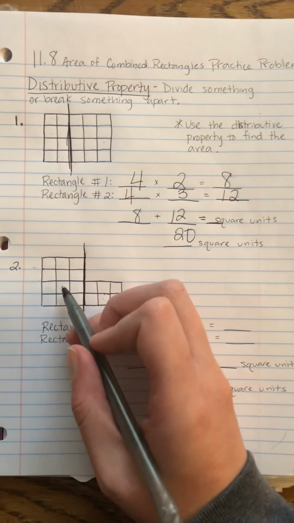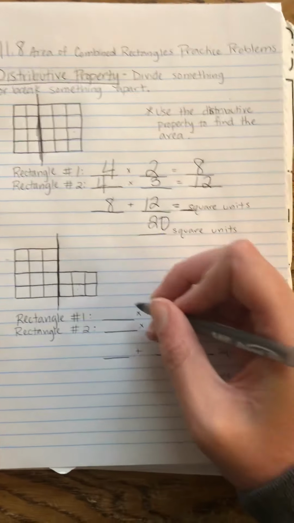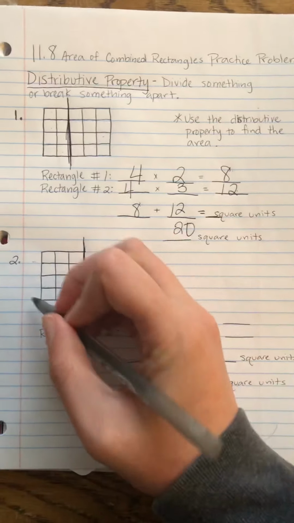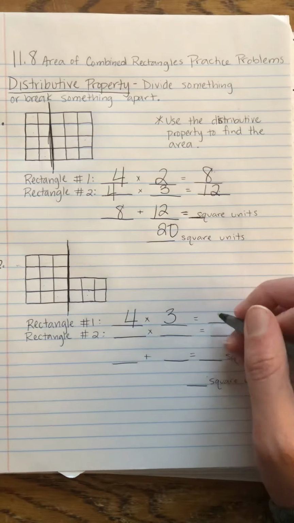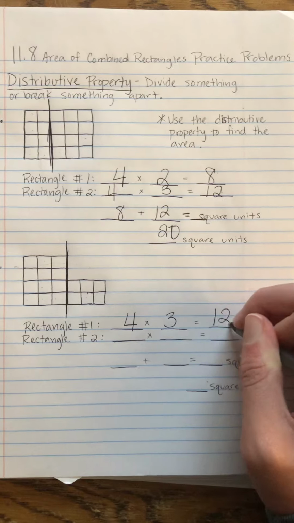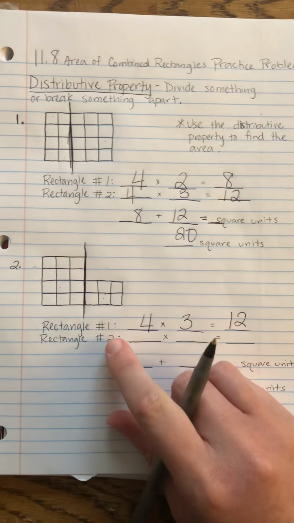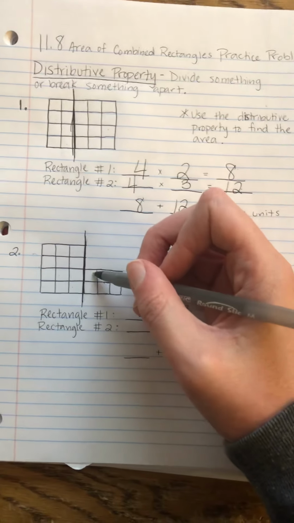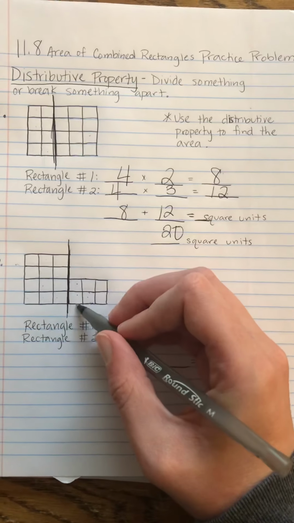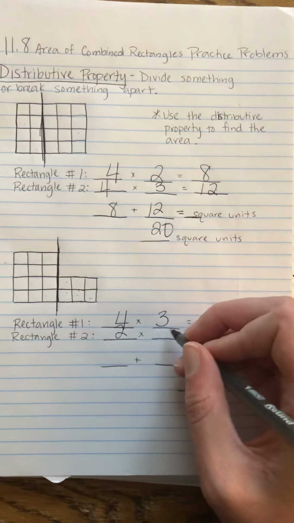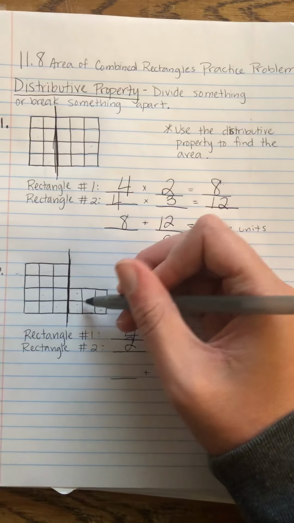All right, looking at the first one, how many squares do we have going down? 1, 2, 3, 4. How many squares going across? 1, 2, 3. 4 times 3 equals 12. So the area of our first rectangle is 12. Let's do rectangle number 2. How many squares going down? 1, 2. So 2 times how many going across? 1, 2, 3. 2 times 3 equals 6. So the area of our second rectangle is 6.